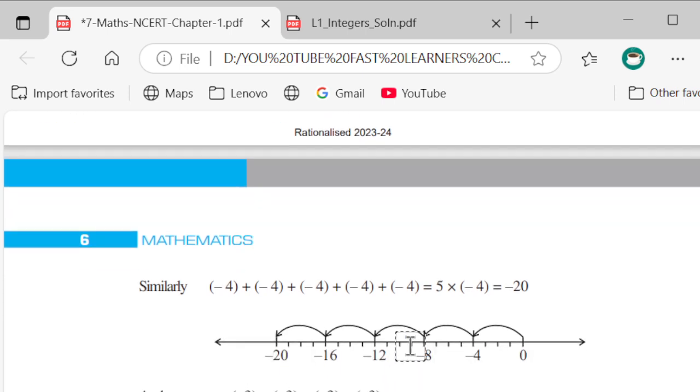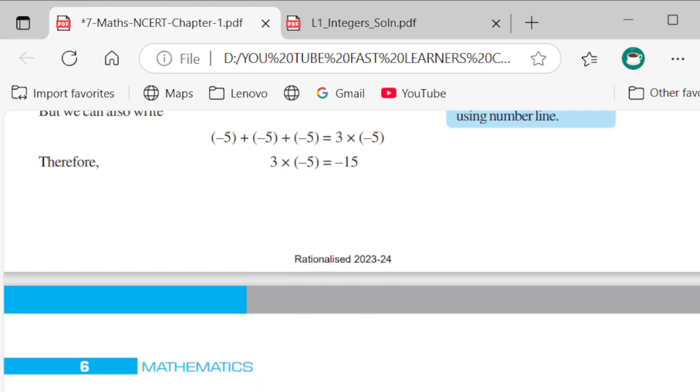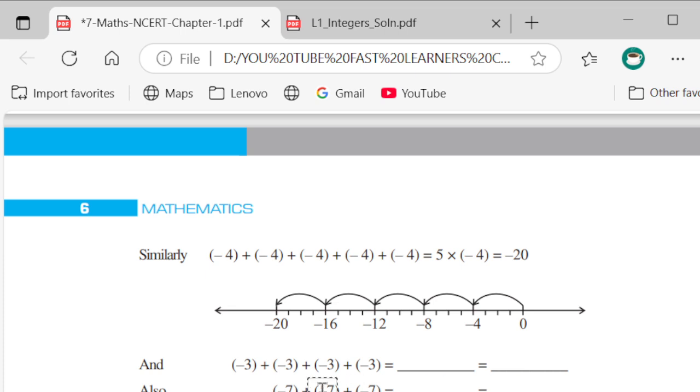See here, one more important thing: if you multiply two negative numbers, you will get a positive answer, but if you multiply three negative numbers, you will get a negative answer. Again, if you multiply 4 negative numbers, you will get a positive answer, but if you multiply 5 negative numbers, you will get a negative answer. So remember that if you multiply negative numbers an even number of times, you will get a positive answer, but if you multiply negative numbers an odd number of times, you will get a negative answer.